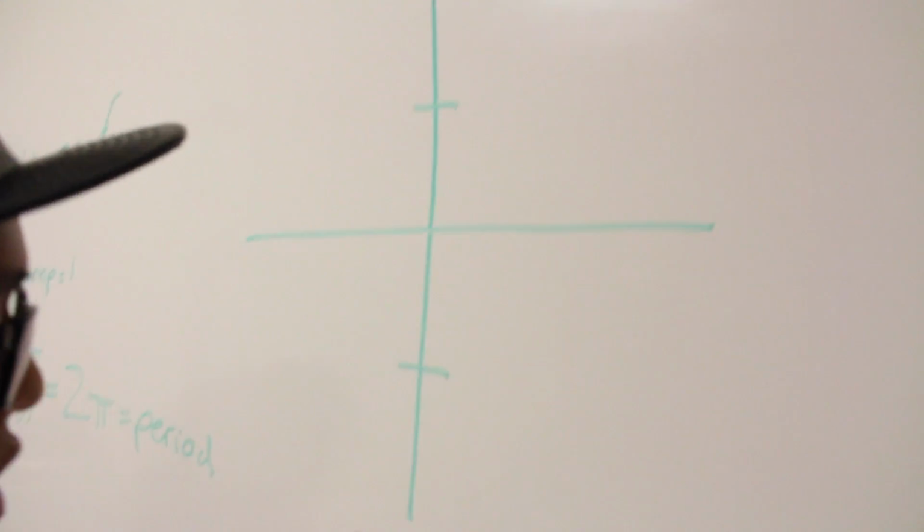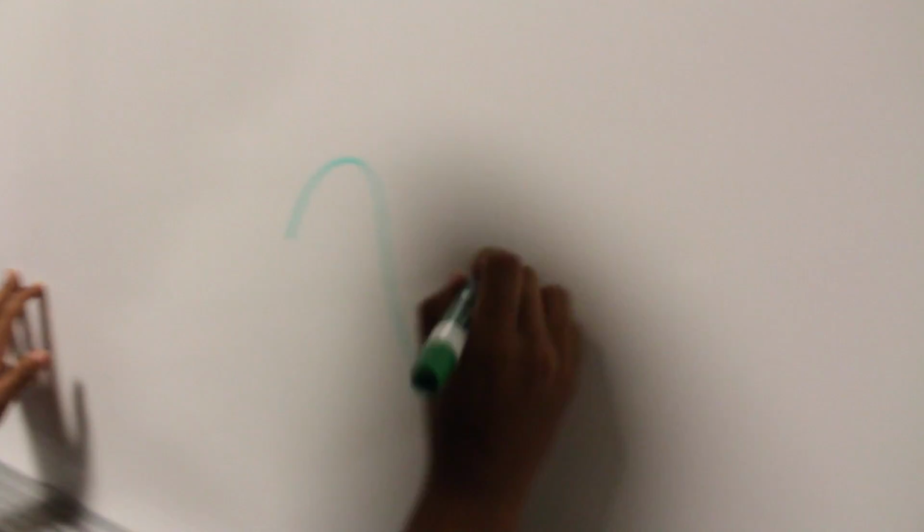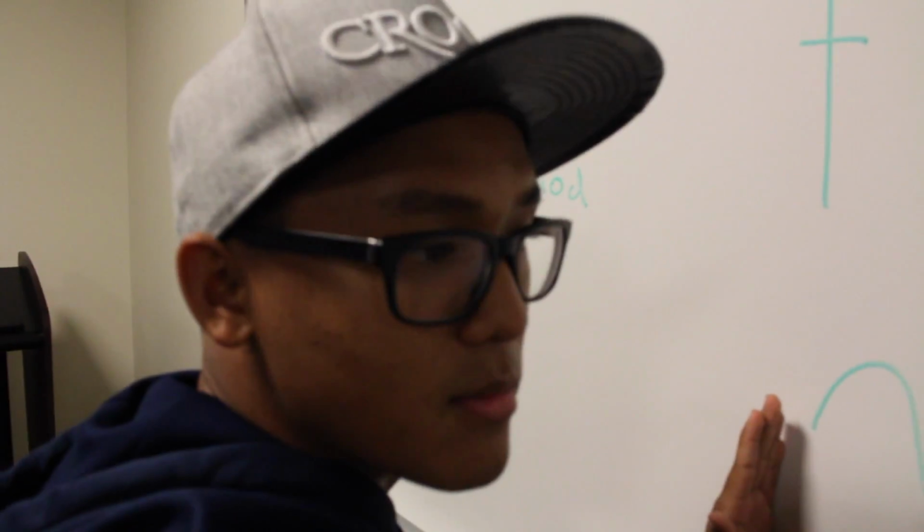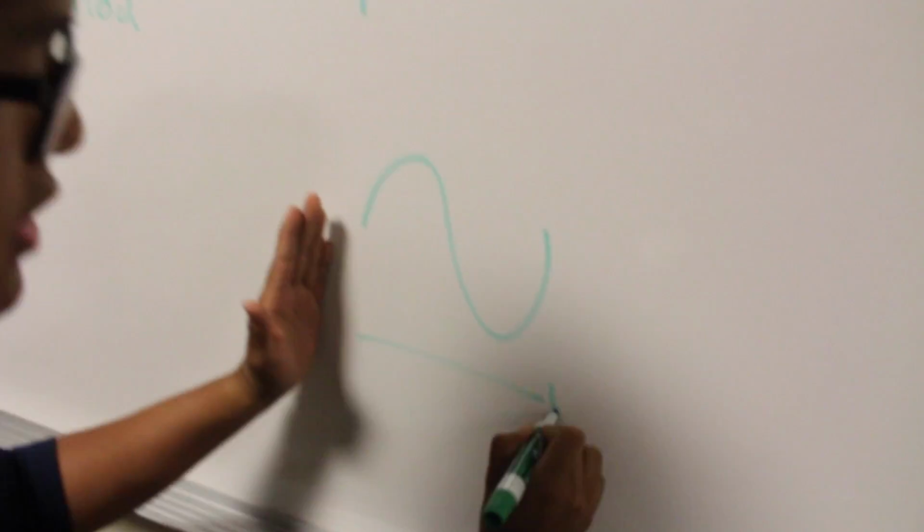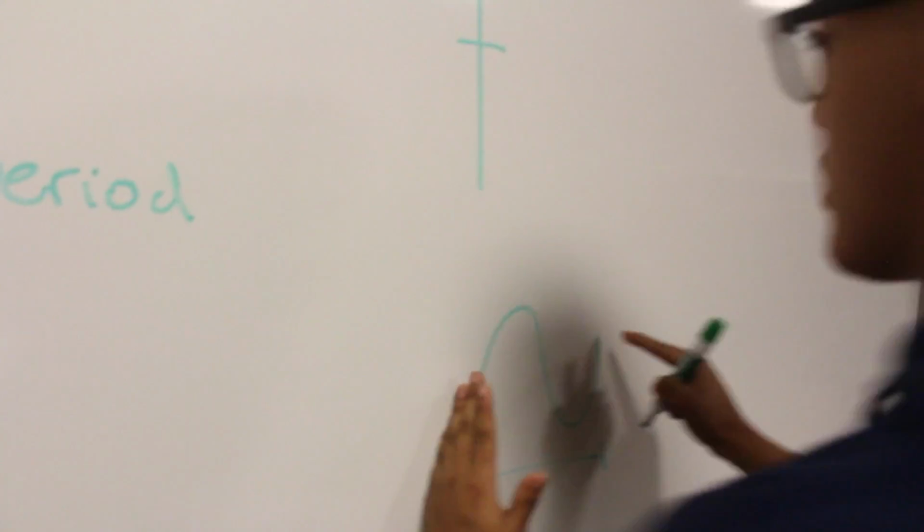With your period, that's how you know how far the entire curvature of the sine cosine graph goes. So this will just be one period when you have these curves. Let's graph y equals sine x.